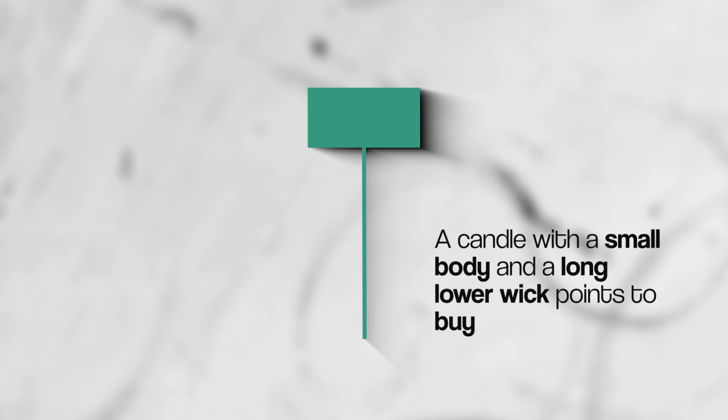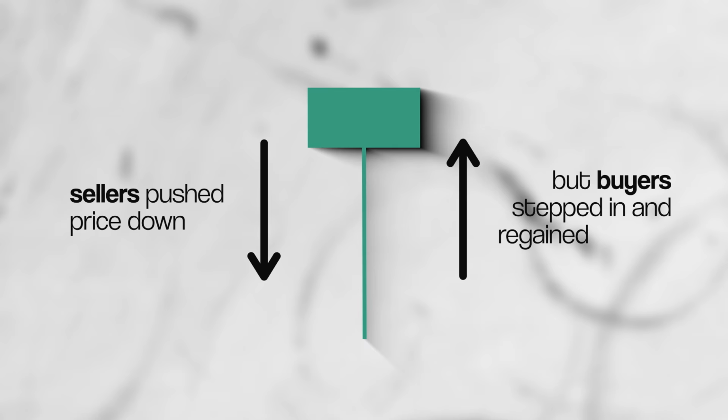The same logic applies to the opposite situation. A candle with a small body and a long lower wick points to buyer dominance, showing that sellers pushed price down, but buyers stepped in and regained control. Now let's look at the next candle. Here we see a small body and almost equal wicks on both sides.